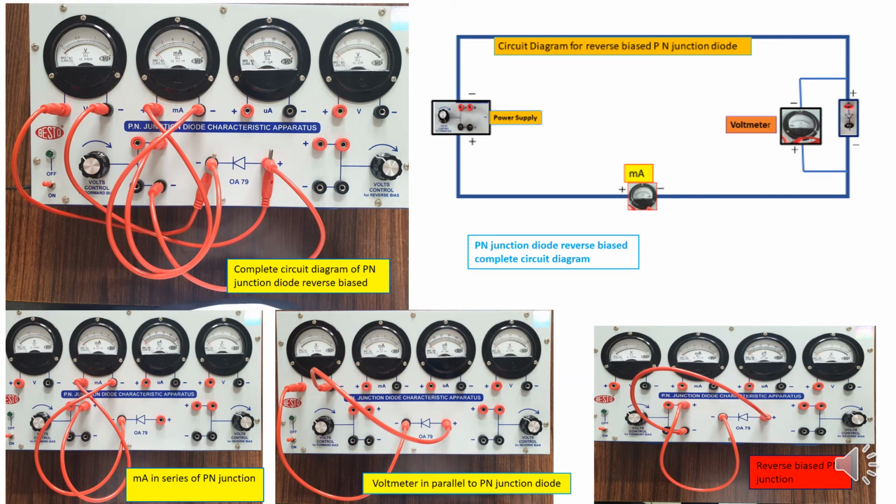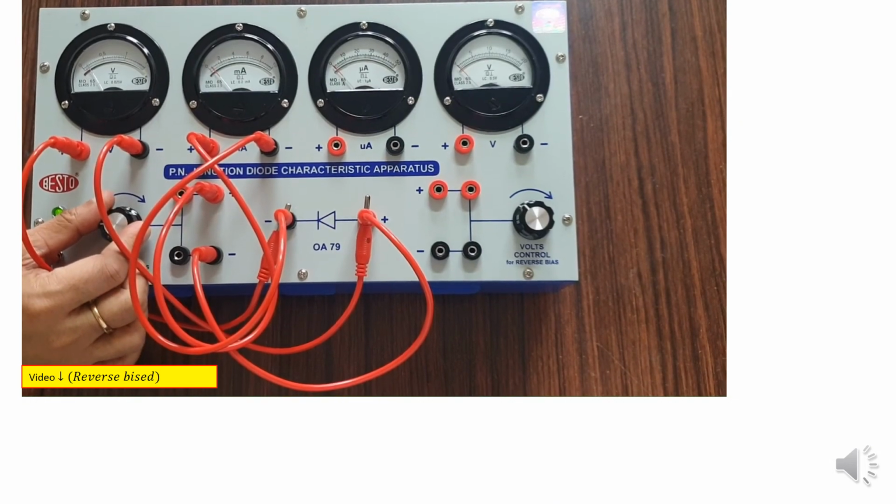If you draw the circuit diagram for the reverse, the same circuit diagram is here, and according to this circuit diagram we have made the connections, that is reverse bias. This is a milliammeter in series, and this is the voltmeter across this PN junction. Similarly, this is reverse bias. You can see here P is attached to negative, that is reverse bias.